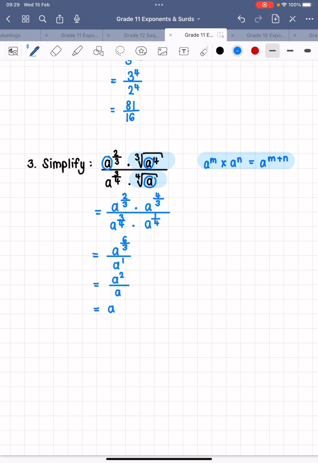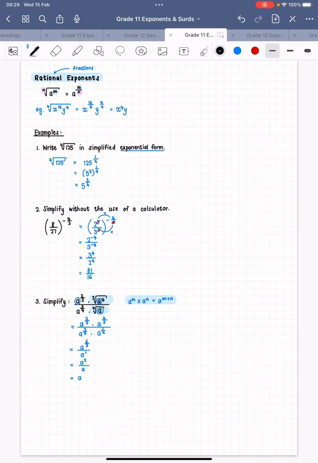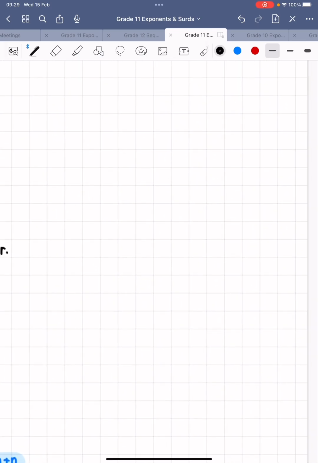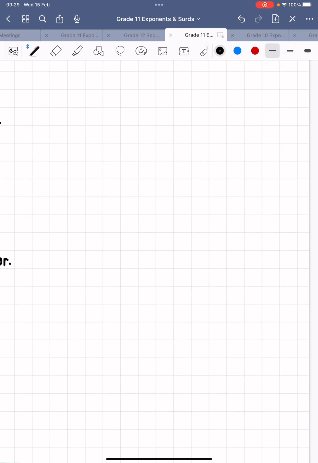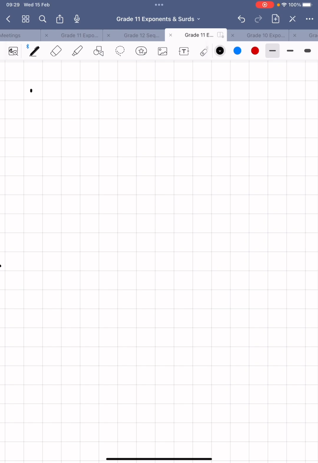Okay, let me see if I can find another nice example here. All right, let's do a show that question. Yes, sorry, I'm just looking at my spacing. All right, so number 4. Show that.